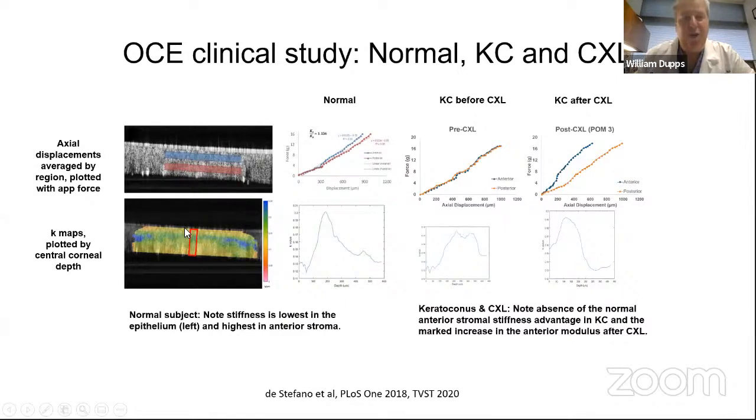So we have weaker properties within the epithelium. This blue band here on the bottom left frame is a stiffer anterior stromal region. And then we see it get weaker again towards the deeper part of the cornea. This is a normal cornea that I'm showing.